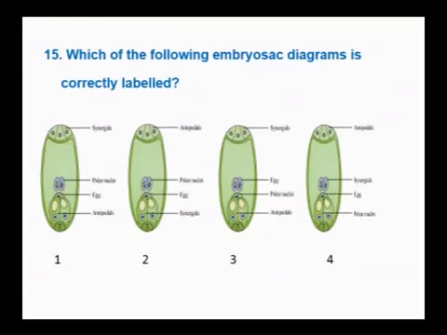Next question. Which of the following embryo sac diagrams is correctly labeled? So, to choose the correct one, in the first one, you first check the polar nucleus.